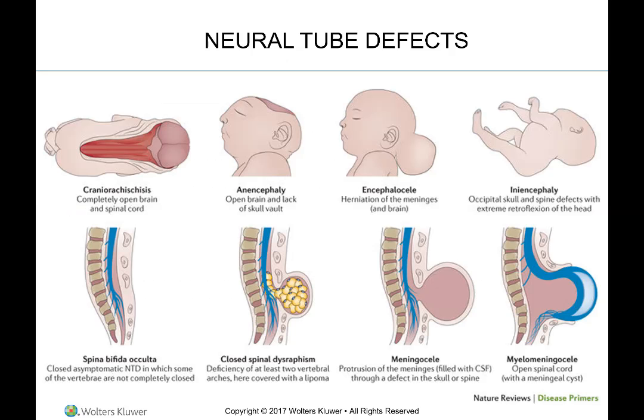Here's a picture of some neural tube defects, and we can see how some of these affect the brain and some of these affect the spinal cord. The one at the top is labeled anencephaly, which just means open brain and lack of skull vault. So the brain is either absent or very, very small.